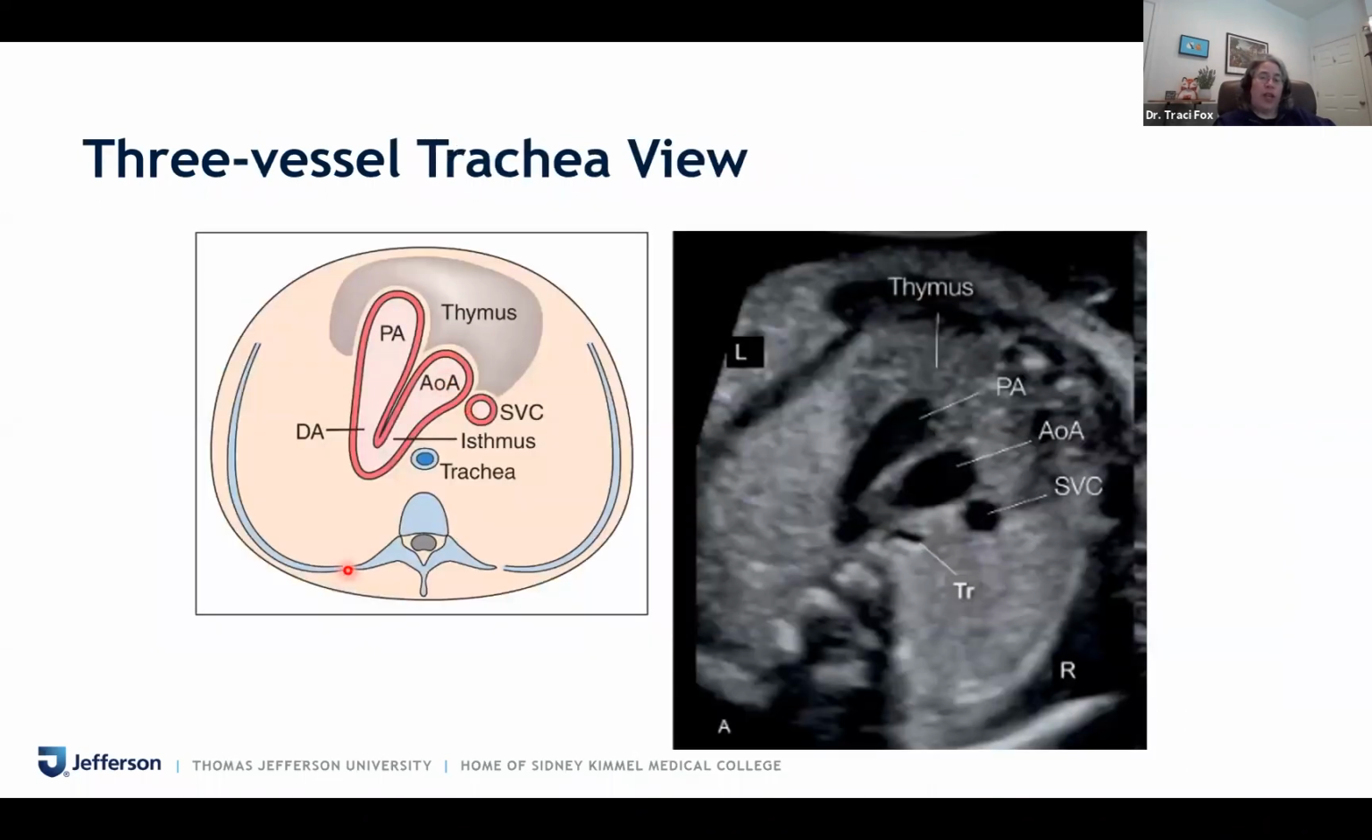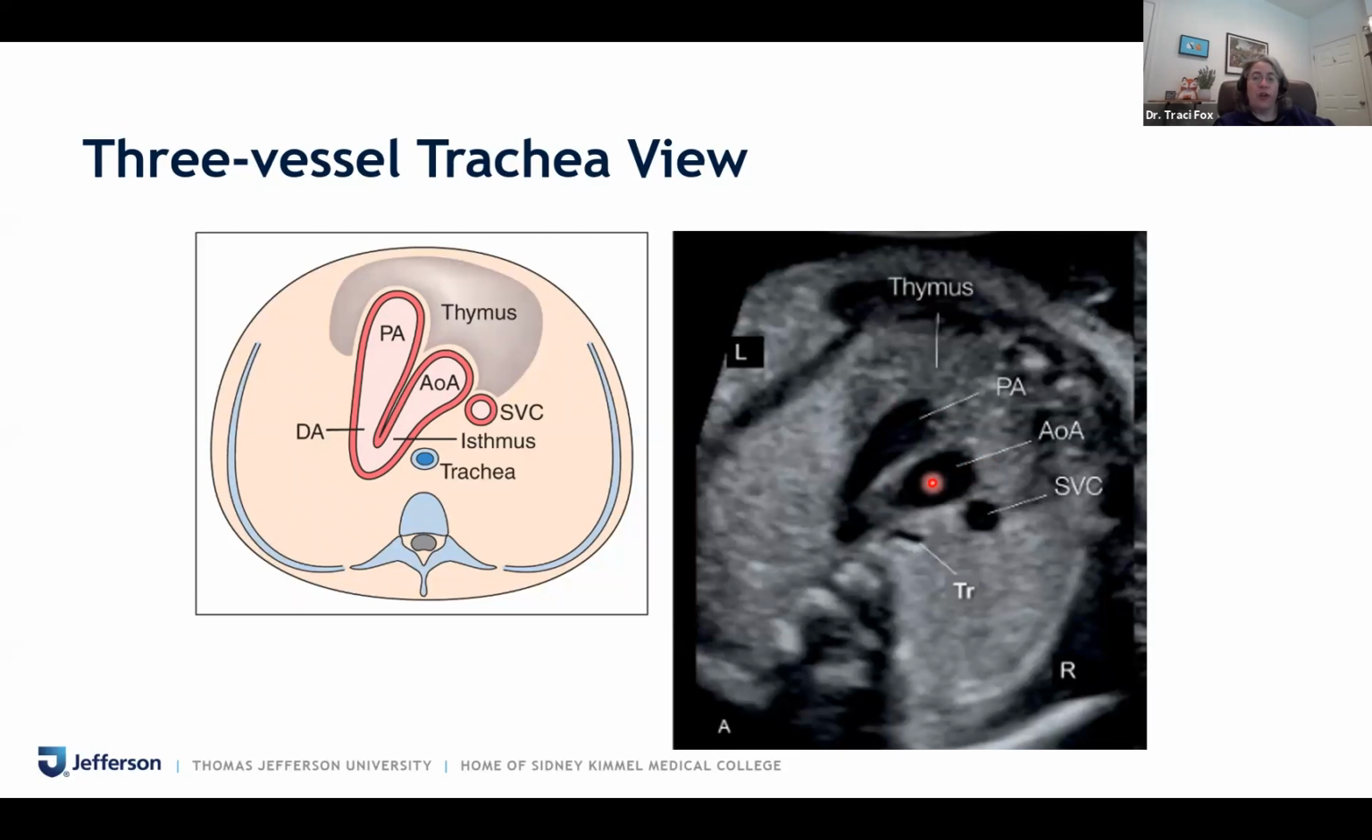The three-vessel trachea view is a little bit of a trickier one, but it's a very important view to get. And what you're seeing is the pulmonary artery and ductus arteriosus and the aortic arch. So that aortic arch is much more superior than the RVOT view. And when I say much, I mean millimeters, because we're talking about very small structures. But you have to remember that in the RVOT view, the aortic arch is more superior. So you need to angle your transducer more superior to get this V shape. And here you see the aorta, the pulmonary artery, and the ductus arteriosus.